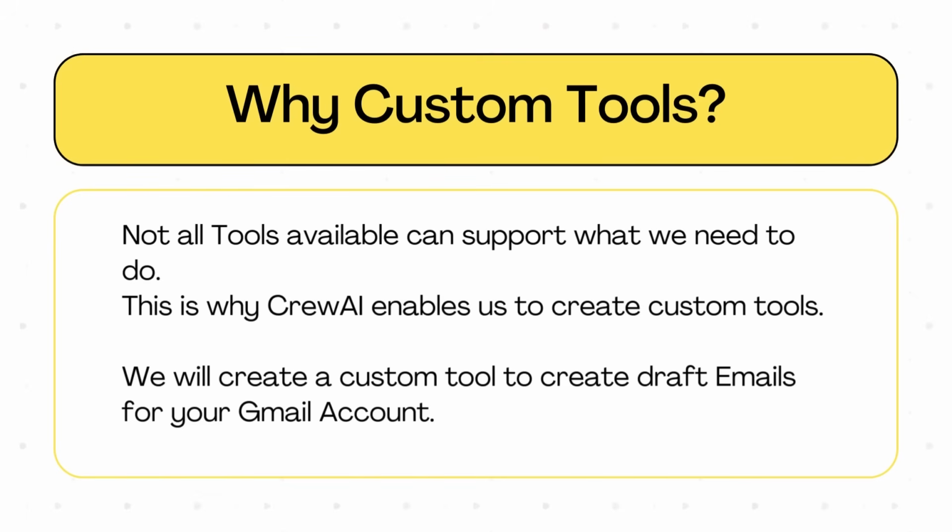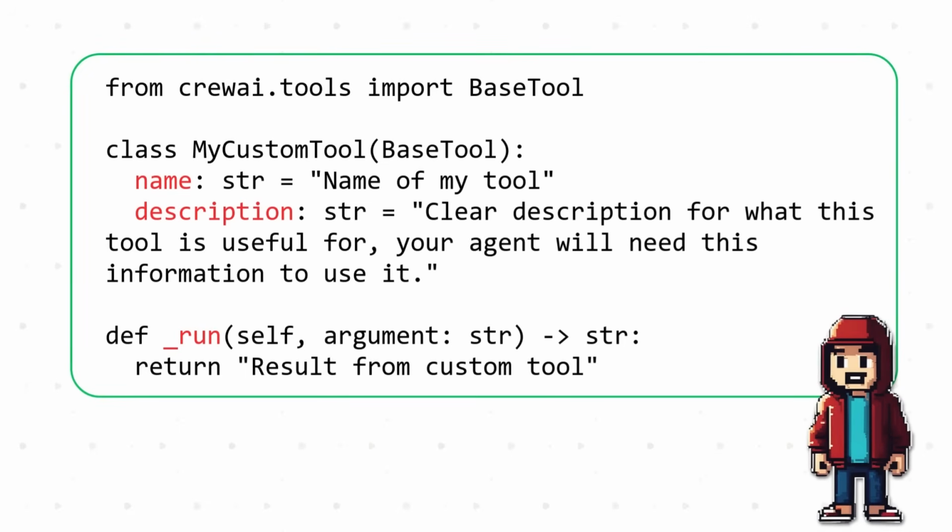So in our next project, for instance, we will create a custom tool to create draft emails for your Gmail account. And there's just no way by default that an agent knows how to do that. But first we need to know actually how to create it. So in CrewAI, what they have is something called a base tool. And what this means is that's going to wrap our tool in a way that an agent can digest it and use it with AI.